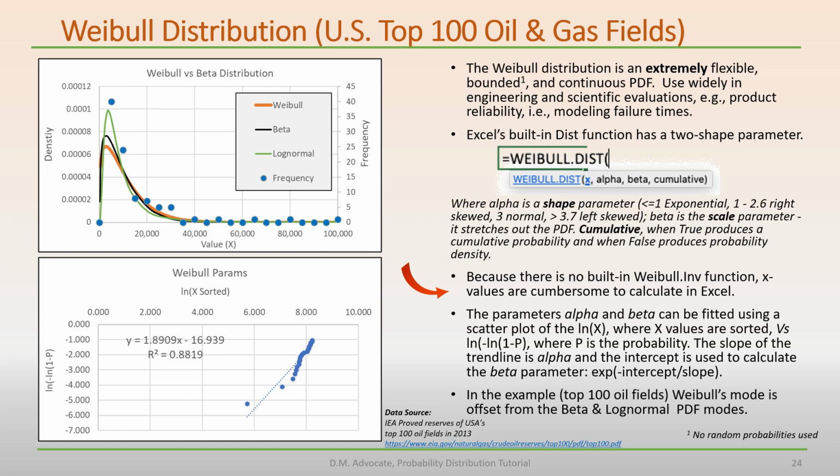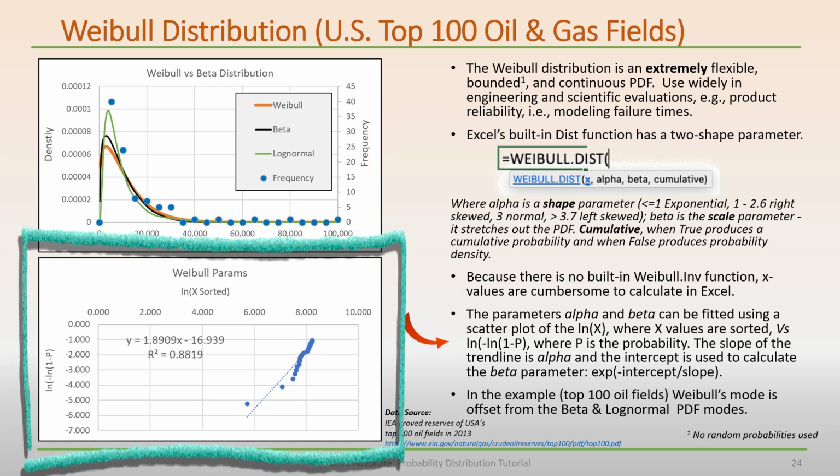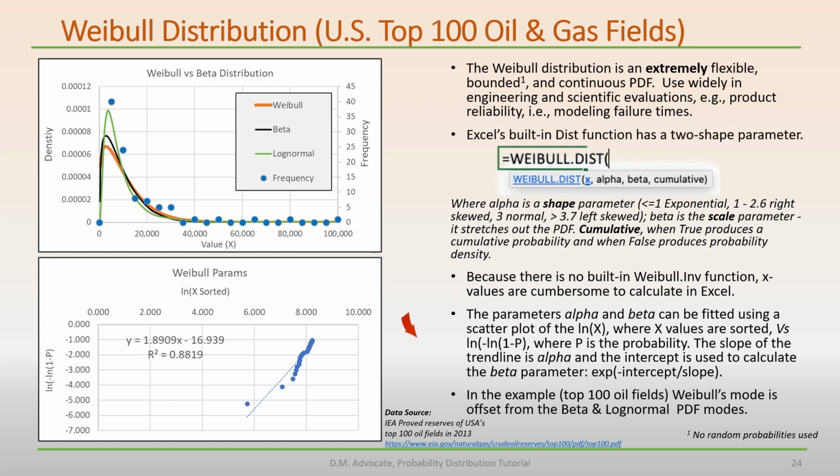Because there's no built-in Weibull.inv function, X values are cumbersome to calculate in Excel. The parameters alpha and beta can be fitted using a scatter plot of the natural log of X, where X values are sorted, versus the natural log of minus the natural log of 1 minus the probability. The slope of the trend line is alpha, and the intercept is used to calculate the beta parameter, namely the exponential of minus the intercept divided by the slope.